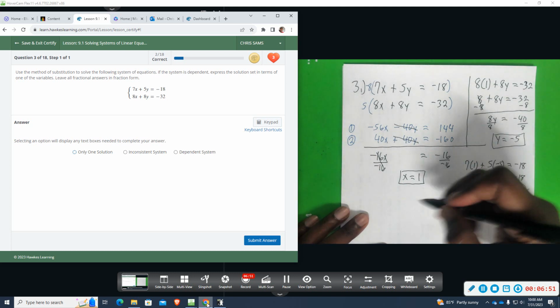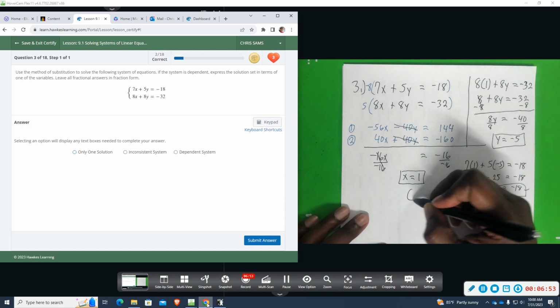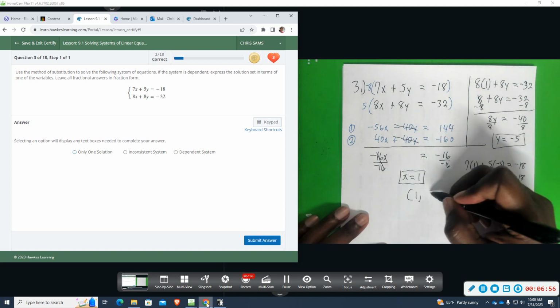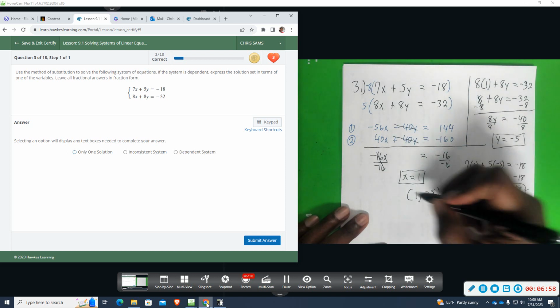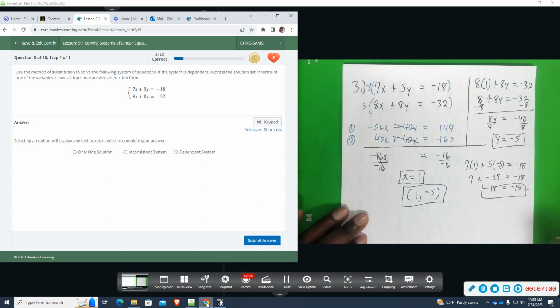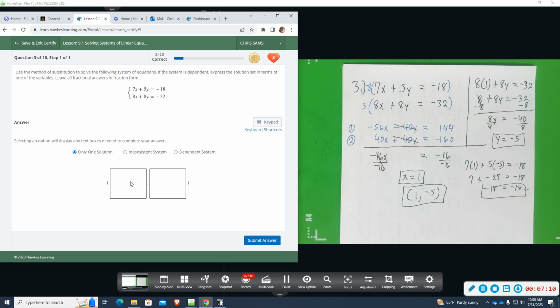So your ordered pair, or your solution to this system, is going to be the ordered pair 1, negative 5. You got your x value, you got your y value. And this is elimination, and I think it's going to be much easier than substitution here. One solution, 1, negative 5.